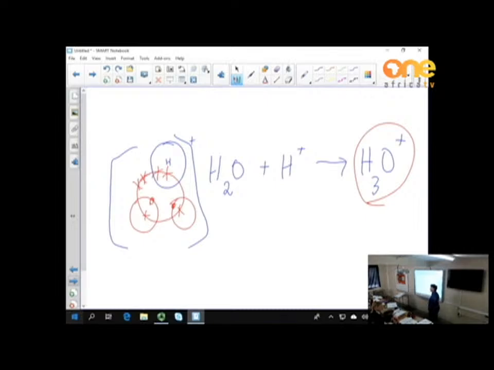Yes, then it's molecular. Yeah, then it's like this. Okay, this is an ion that goes into solution.